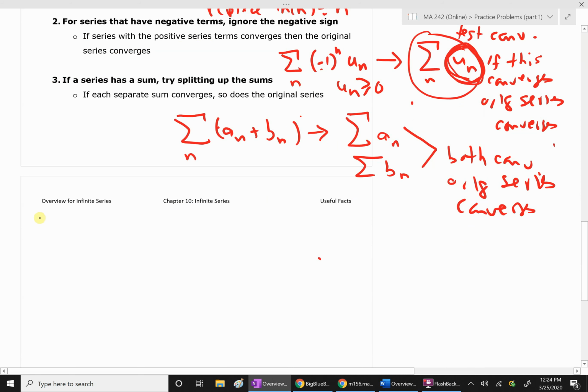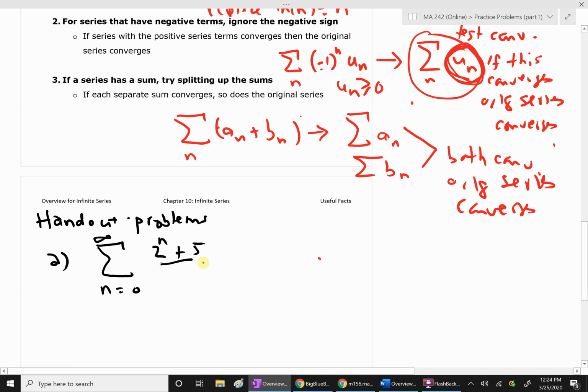So the first problem in the handout, these are the problems on the last handout that I posted. Problem A wanted us to determine if the following infinite series was convergent or divergent. It was the sum from n equal to 0 to infinity of (2 to the nth plus 5) over 3 to the nth.